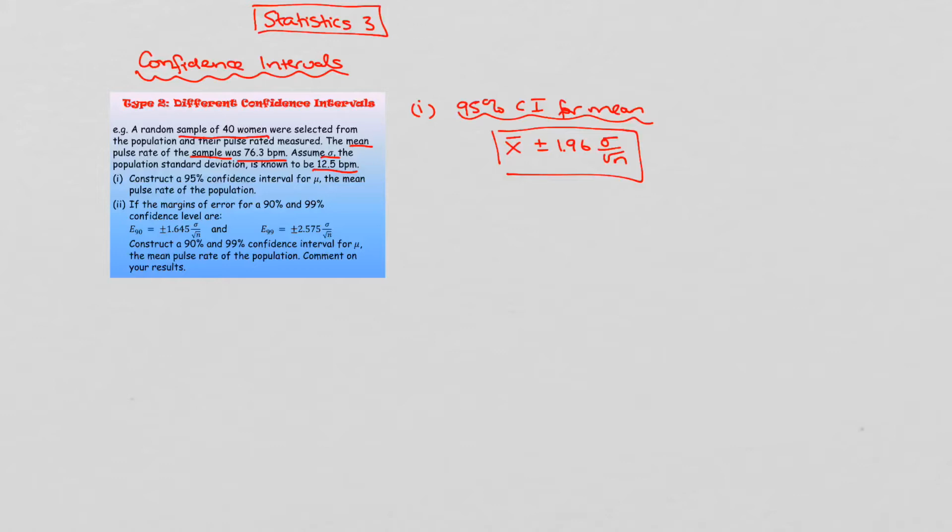So if we write down what we're given first of all, well, we have our sample mean is 76.3 beats per minute. Our standard deviation is 12.5 beats per minute. And our sample size is 40. So if we set up our 95% confidence interval, what we're going to do is write it out in full. So it's the sample mean minus our margin of error, less than or equal to the true population mean, less than or equal to our sample mean plus our margin of error.